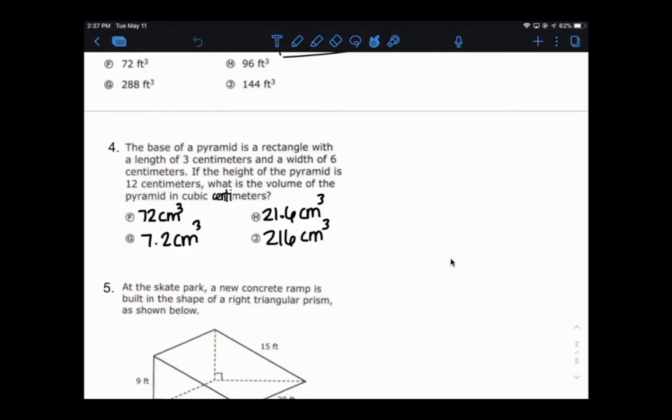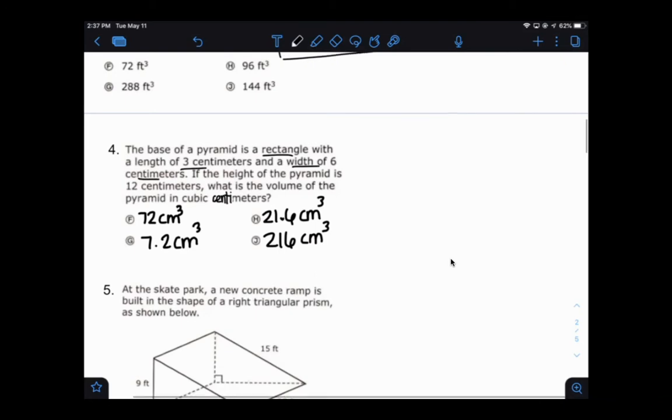Okay, now for this video, we have problems 4 through 6. Okay, problem 4. The base of a pyramid is a rectangle with a length of 3 centimeters and a width of 6 centimeters. If the height of the pyramid is 12 centimeters, what is the volume of the pyramid in cubic centimeters? So I'm going to sketch here, sort of a pyramid, right?